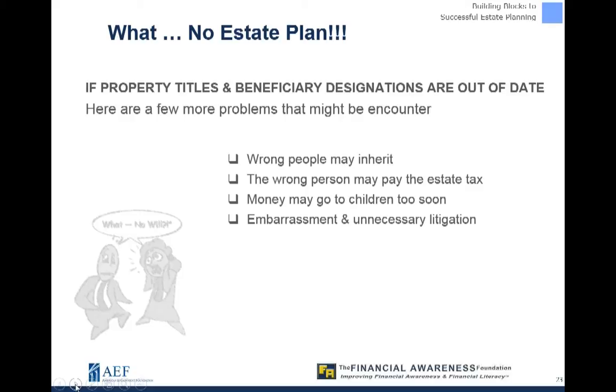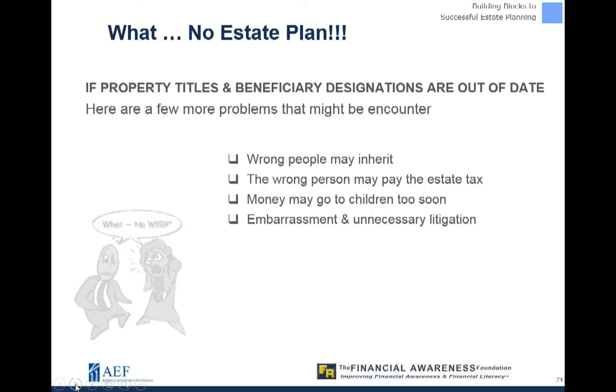There are a few more problems that we might encounter, and this deals with property titles and beneficiary designations that may be out of date. This is a key item to understand, especially if you put your estate planning documents in place, because the title to the property and your beneficiary statements have a higher priority than your will does. If you hold title to your house in joint tenancy with Eric, and you will your interest in that house to your spouse, and you pass away, guess who gets the house? Not your spouse, Eric does.